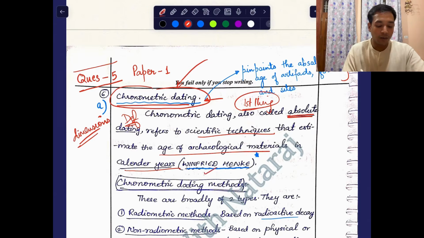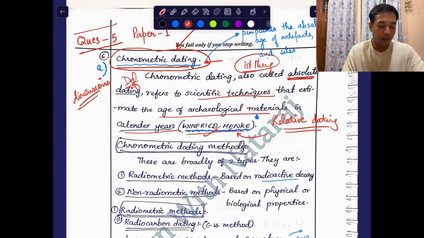So always remember, when you are giving a definition, always include a scholar. So we have Winfried Henke. Similarly for relative dating, we have a scholar. I'm unable to remember the name, but if you have any, remember that for relative dating too. So it's always good to have a scholar in the definition.